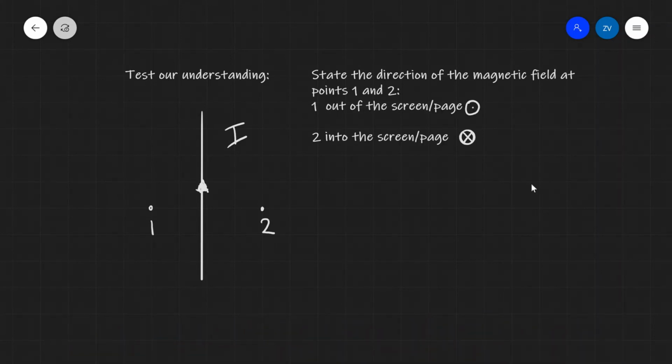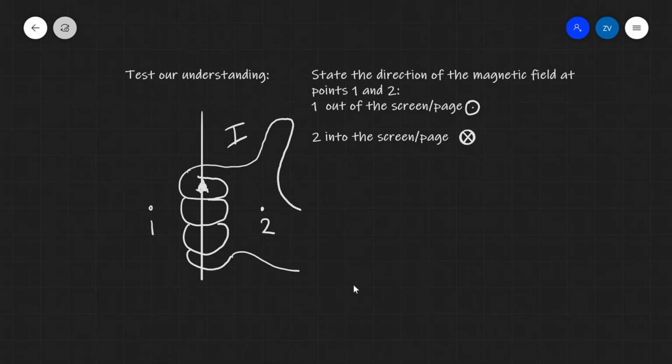So the correct answer is that at point 1, the magnetic field is pointing out of the screen or out of the page if this was a test paper or if you're working on paper. And at point 2, the direction of the field is into the screen or the page. The way we get those two correct answers is once again using the right hand grip rule. It's really important, by the way, to use the right hand, because otherwise if you use the left you're going to get some opposite answers.